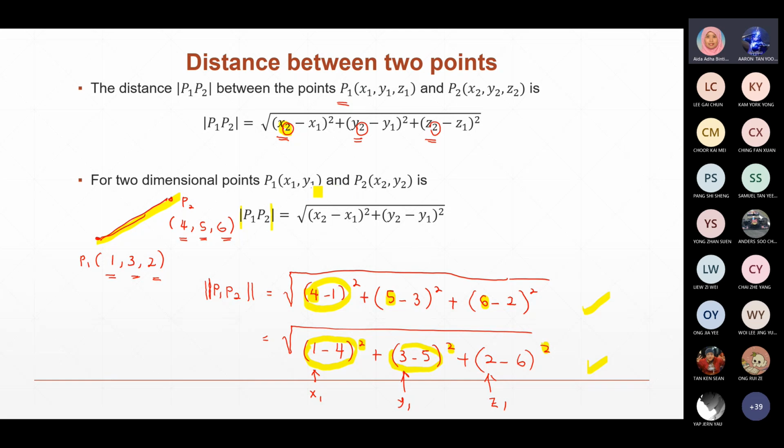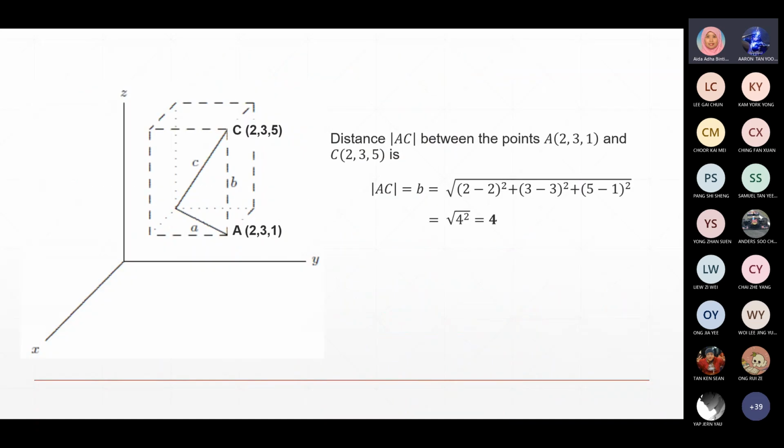So for this case, you have the x, y, z coordinate. For this one, you can see you only have the x and y. So you only have two terms, you don't have the z coordinate. So it's okay, just write down x2 minus x1 and y2 minus y1 here. Okay, square.